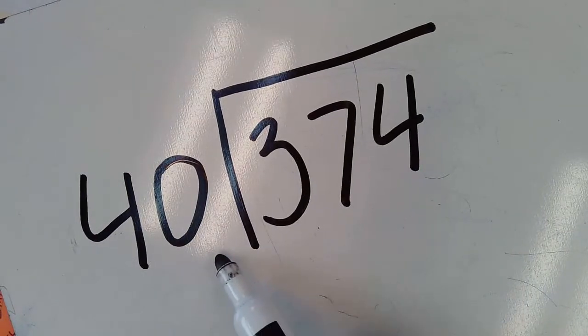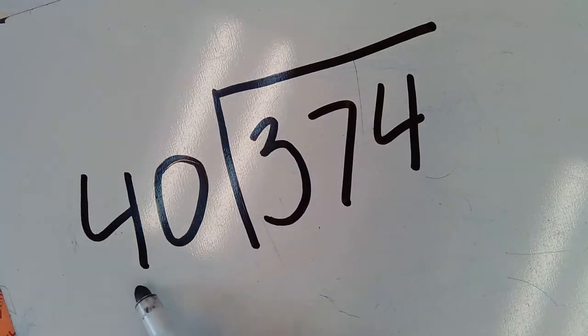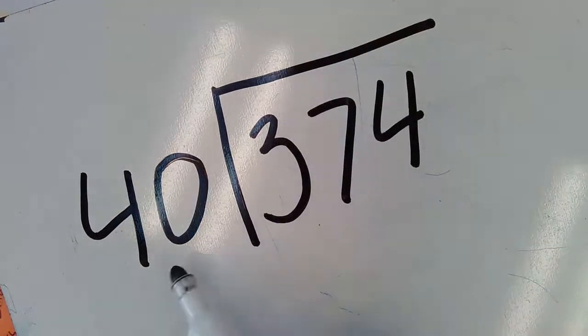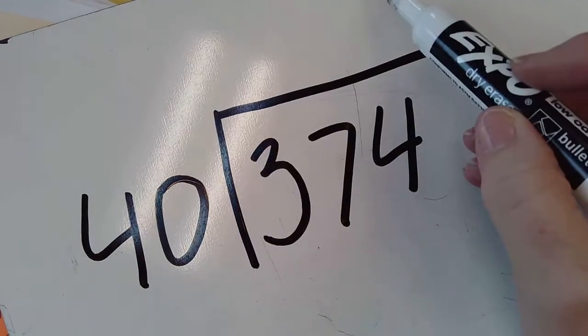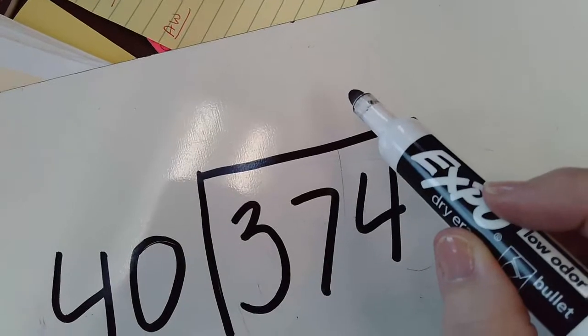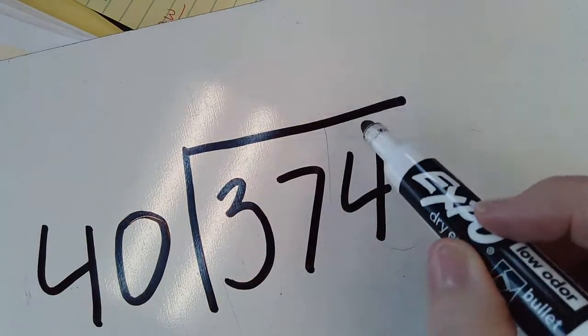So you check here. 40 is bigger than the 3, so you won't have any hundreds. 40 is bigger than the tens, so you won't have any tens. So you will only have a one-digit answer, and your first digit will go right here above the ones place.